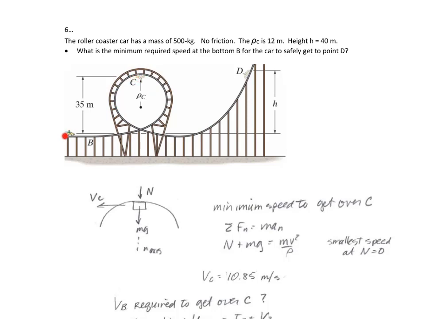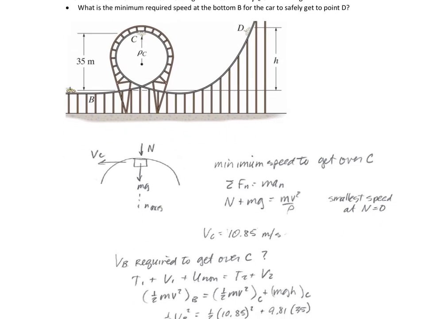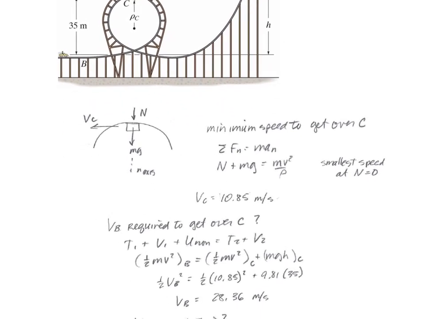So I solved for this to find out that. This is an NTB problem. You find out what speed has to be at the top using the normal force going to 0. That's the minimum speed required at the top. Then you can solve for this one at the bottom, which was, what was it, 28.36 using energy.